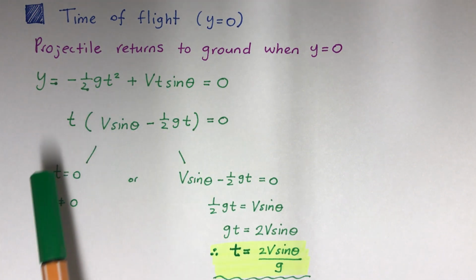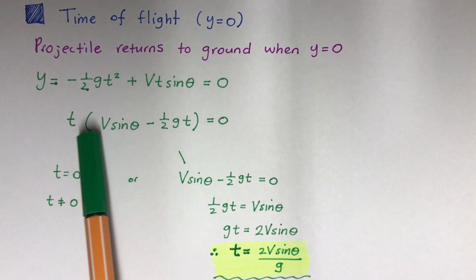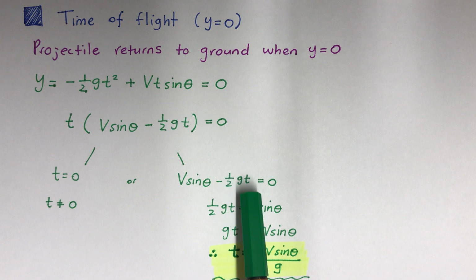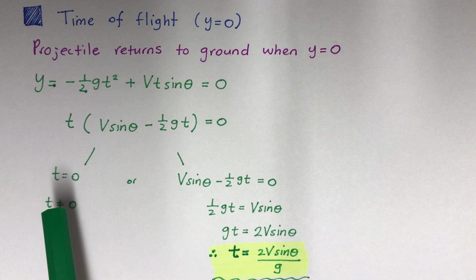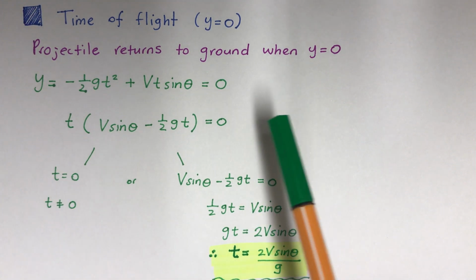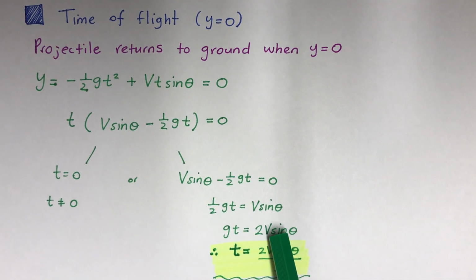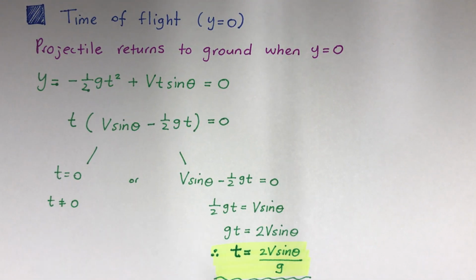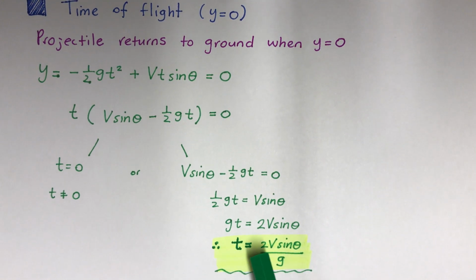So that means t equals 0, or this inside, v sine theta minus half gt, equals 0, and make the t the subject. But we know t can't be 0. Why? Because that was at the origin. That was the beginning, and that's the end. So we don't need the beginning, because we all know it. So the time of flight is t equals 2v sine theta all over gravity g.